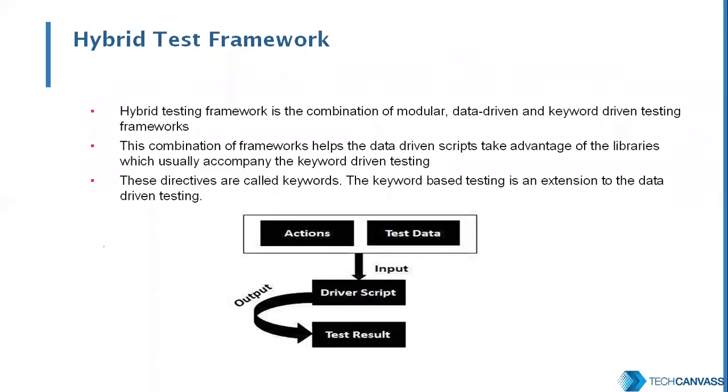So hybrid test framework, as you see, is basically a combination of the advantages of the other existing frameworks, wherein we can go for both data driven and keyword driven approach, as well as the modular test framework approach as well. For example, we can incorporate page object model and go for reusability of test scripts.